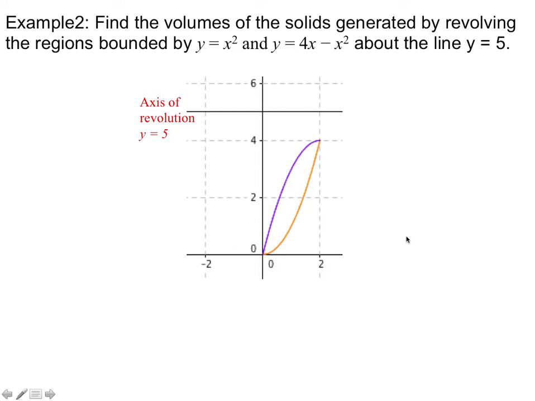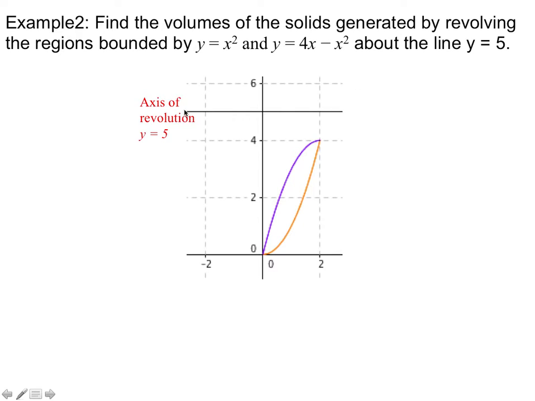The other thing we see that's really common is, up until now we've revolved things about either the x or the y axis, but sometimes we revolve it about a line that's parallel to an axis. So in this case, I have two parabolas here. This parabola, x squared, is this orange curve. We're just looking at it in the first quadrant. And then this parabola, 4x minus x squared, is the purple. Again, we're just looking at half of it, basically.